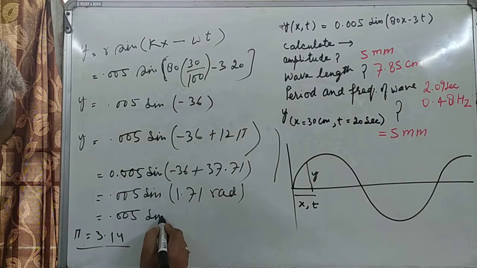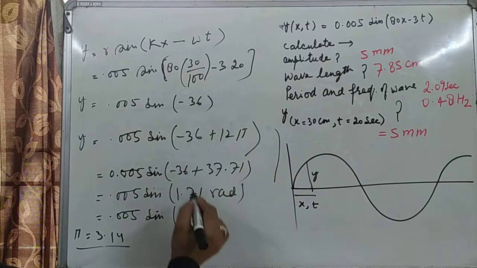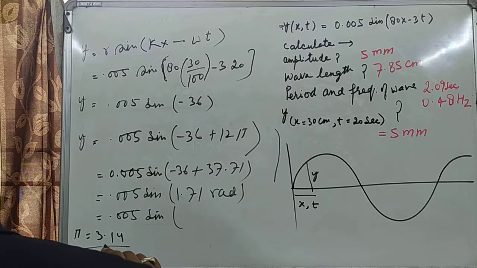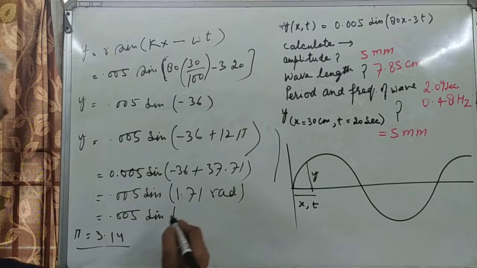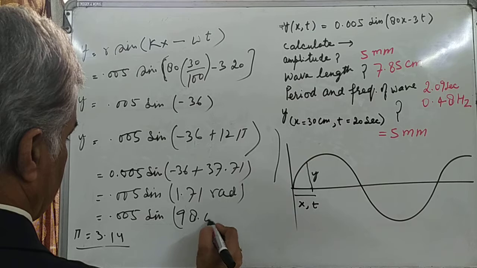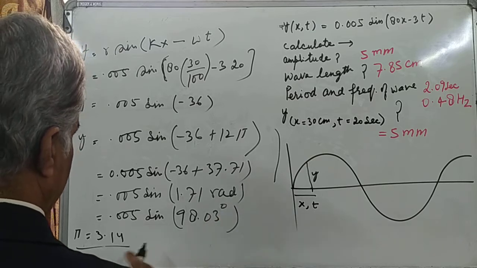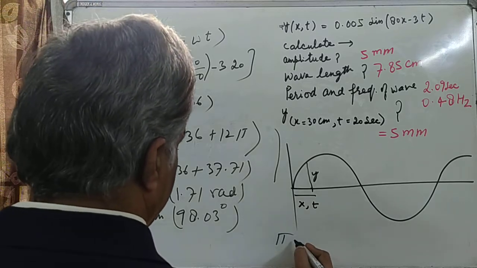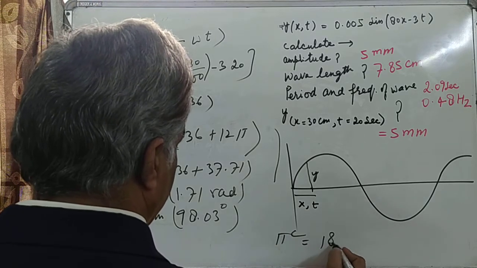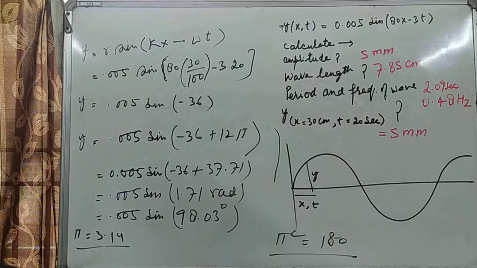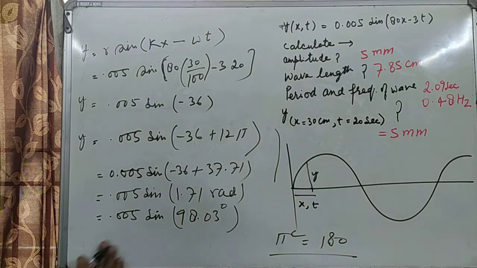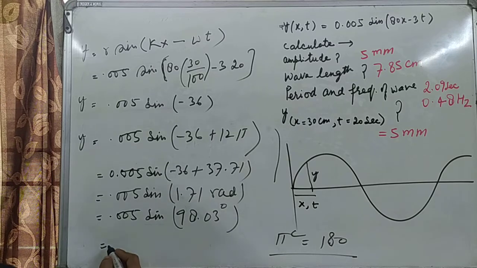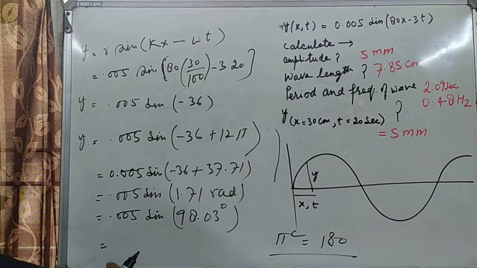Now you will convert this from radian to degree. So it is 98.03 degree. Pi radian is 180 degree. So now further, what will you do? On simplification, you will find 5 millimeter.